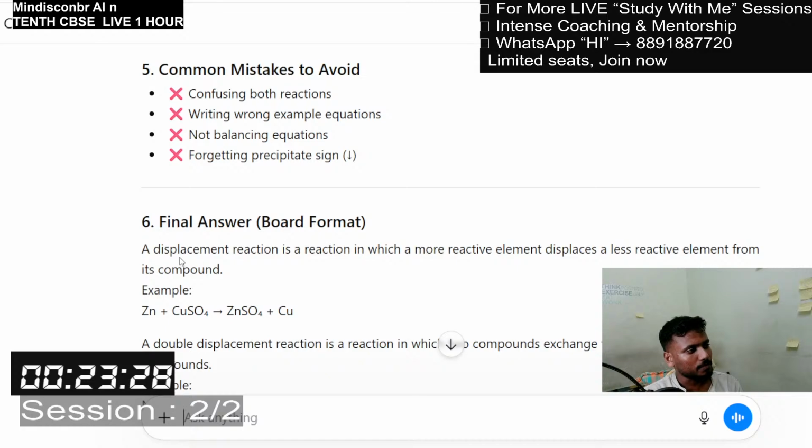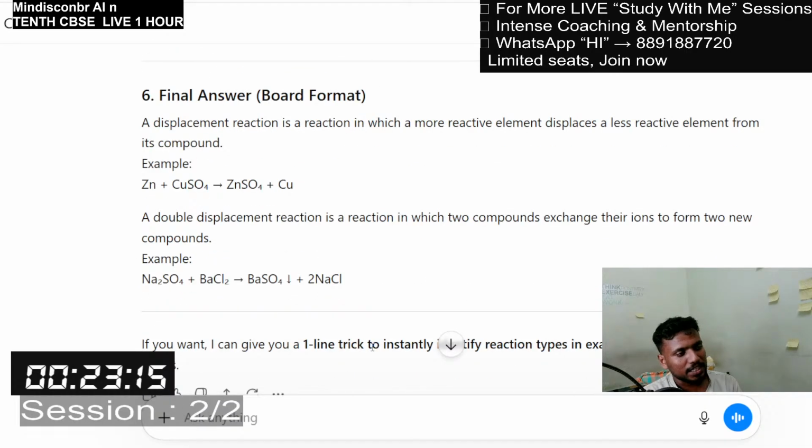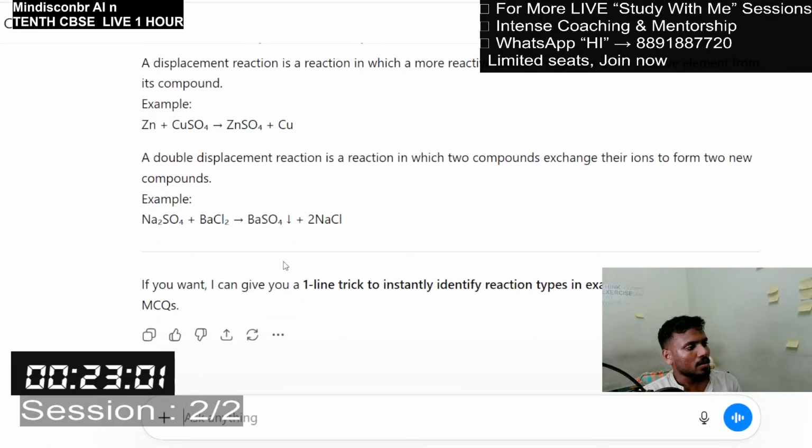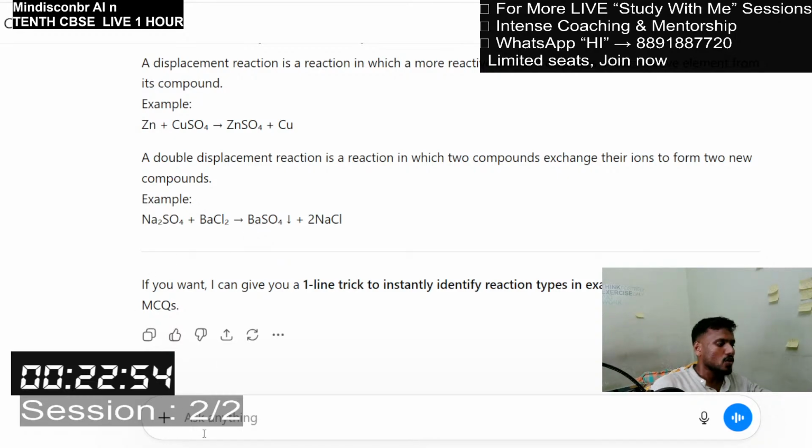Final answer, board format. A displacement reaction is a reaction in which a more reactive element displaces a less reactive element from its compound. Example: Zn plus CuSO4 gives ZnSO4 plus Cu. A double displacement reaction is a reaction in which two compounds exchange their ions to form two new compounds. Example: Na2SO4 plus BaCl2 gives BaSO4 plus 2NaCl. So you have finished that question. We can go to the next question, that is the 14th question explanation.